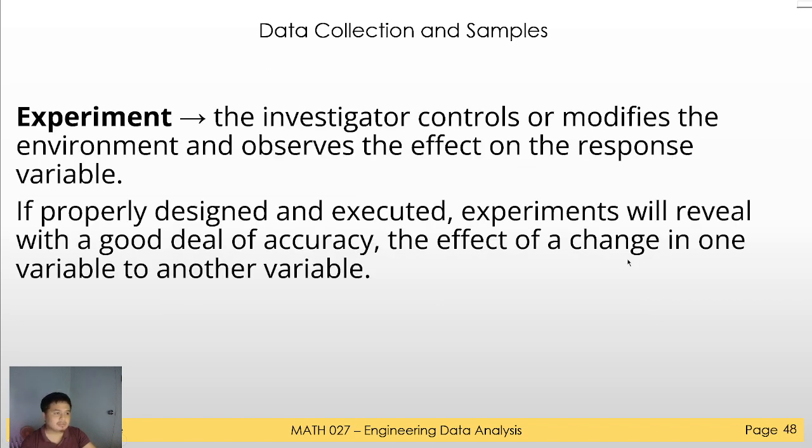Now let's talk about the first way of data collection, the experiment. In the experiment, we usually have control over the environment. So usually you have a control group and an experimental group, and experiments, if done correctly, will have high validity, meaning it will be more truthful since usually experiments are controlled.